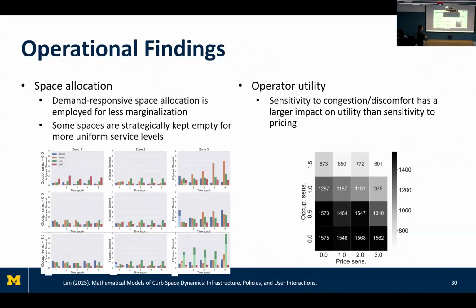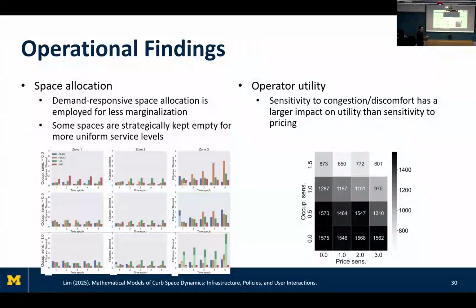Also, I have some operational observations from my experiments. I'll just give a brief summary about them. Regarding space allocation, we show that our method is able to give a demand responsive space allocation, so we can have less marginalization of the users. The more interesting part is that the operator actually decides sometimes to keep some spaces empty, which are denoted by these lightly colored bars, where they strategically keep some spaces empty to manage their occupancy levels, and they can provide more uniform service to all different users.